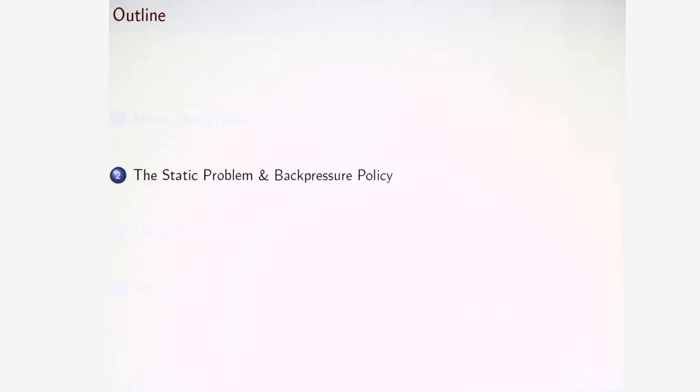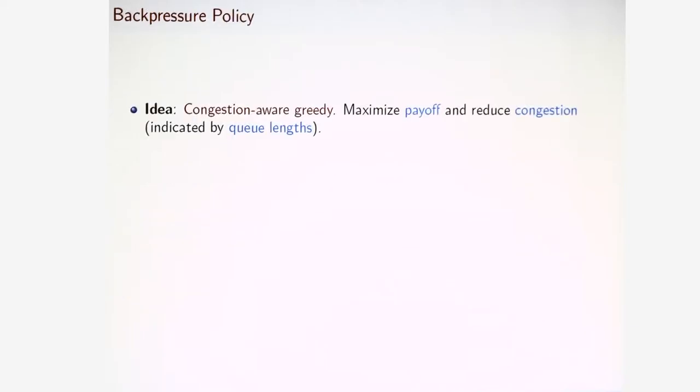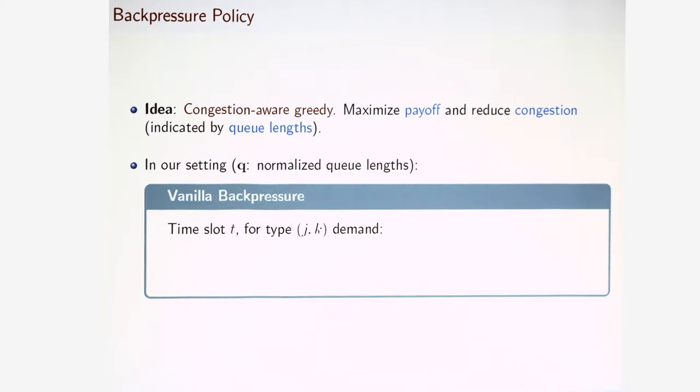Any question regarding the model? Okay, now let's see what backpressure does in this setting. The idea of backpressure, as I mentioned, is congestion-aware greedy. It wants to maximize the payoff and reduce the congestion in the system. The congestion is indicated by the queue lengths. It is actually a two-line policy in this setting. Suppose at time slot T, let QT be the queue length at each location. For type JK demand, I compute this quantity, which is the payoff I'm going to collect from serving this demand and the reduction of congestion in the system.